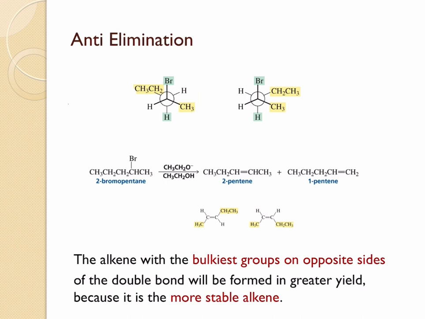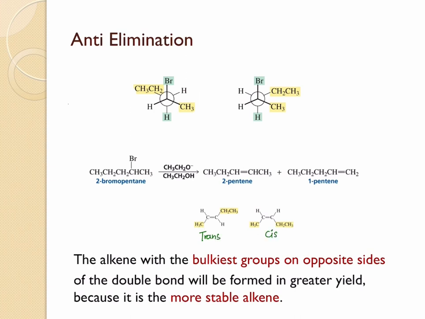So because of all of these factors that favor anti-elimination, an E2 elimination reaction is stereoselective. In other words, there is preferential formation of one stereoisomer over another. For example, when you do E2 elimination of 2-bromopentane, you will get 2-pentene as a major product, because it's a regioselective reaction. But again, this 2-pentene is going to exist as two different stereoisomers, where some of it is going to exist as a trans isomer and some of it as a cis isomer.